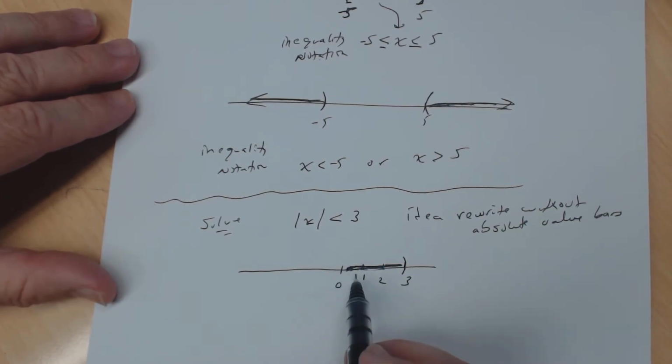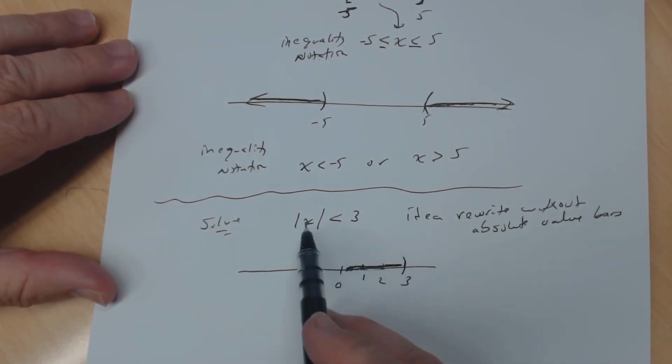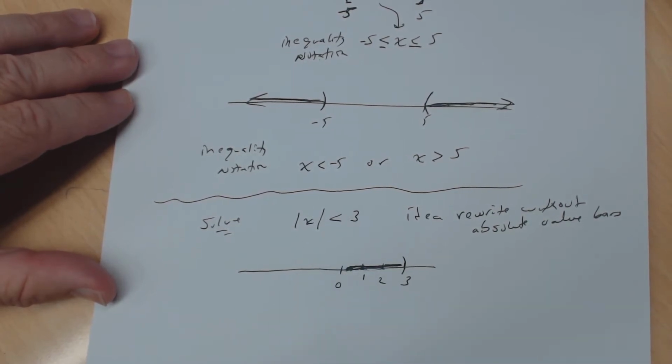Now, remember I tried 0 and positive numbers up to 3. 4 is not going to work. So make sure you understand why I ended up stopping at this boundary 3 with parentheses though. 4 doesn't work because the absolute value of 4 is 4, but 4 is not less than 3.